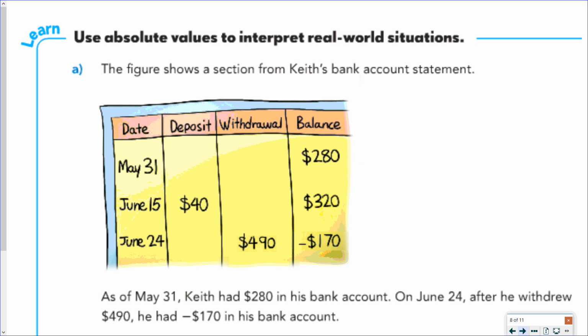And there are a number of situations where you'd use absolute value to interpret real world situations. Here we have Keith's bank account statement. You notice he has deposits where he's putting money into the account. He has withdrawals where he's taking money out of the account. And then you have the balance, which is how much is actually in the account.